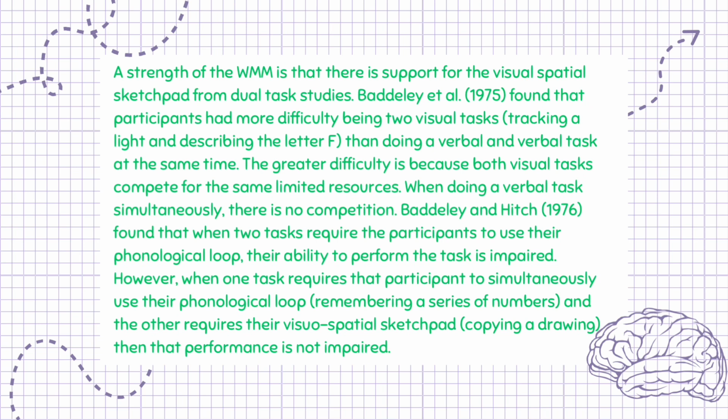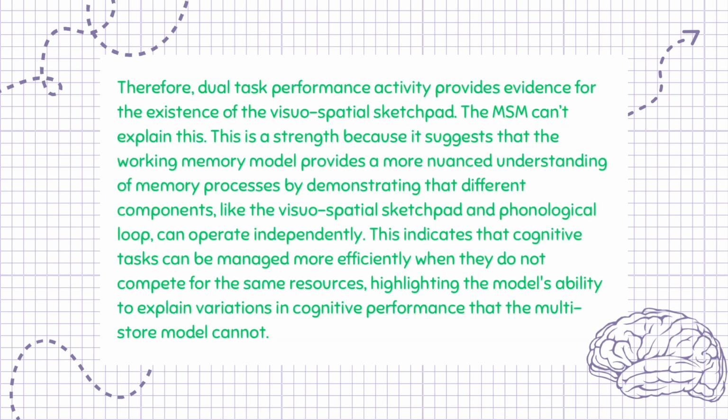Baddeley and Hitch, 1976, found that when two tasks require the participants to use their phonological loop, their ability to perform the task is impaired. However, when one task requires the participant to use their phonological loop, remembering a series of numbers, and the other requires their visuospatial sketchpad, copying a drawing, then performance is not impaired. Therefore, dual task performance provides evidence for the existence of the visuospatial sketchpad. The MSM can't explain this.